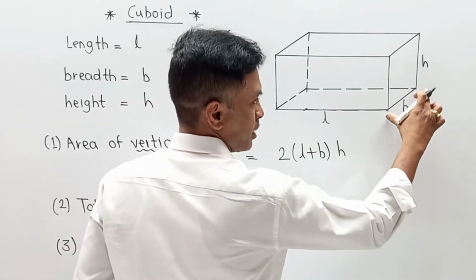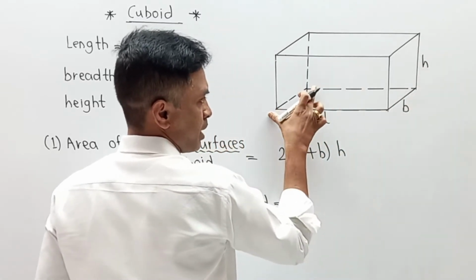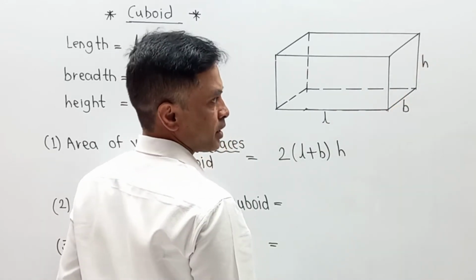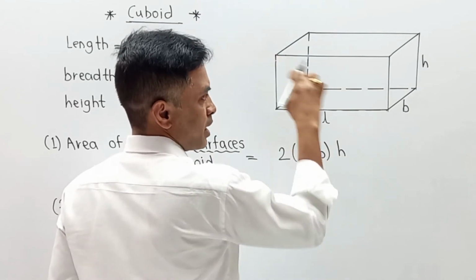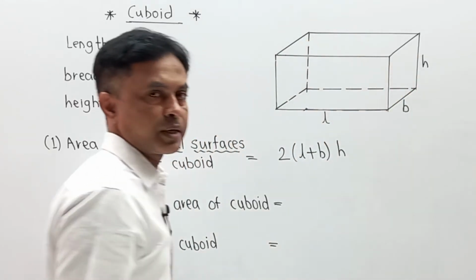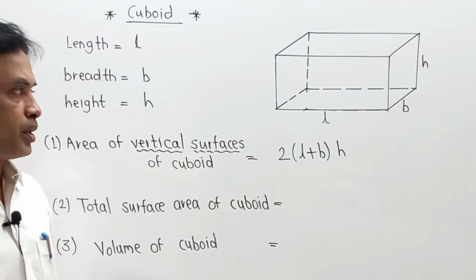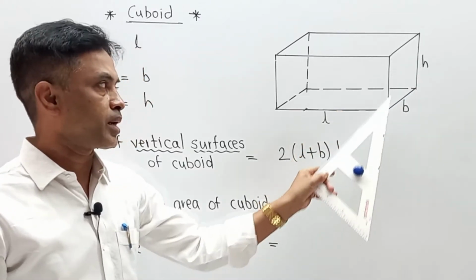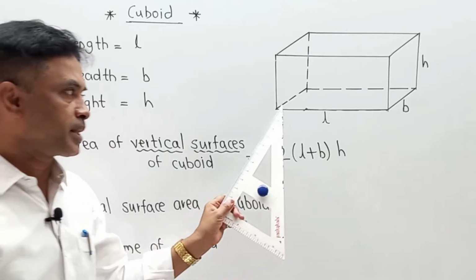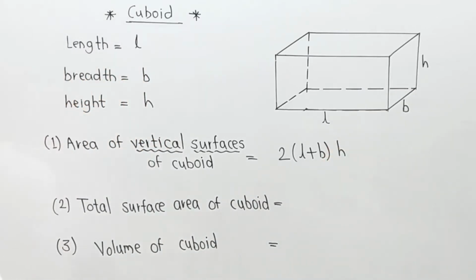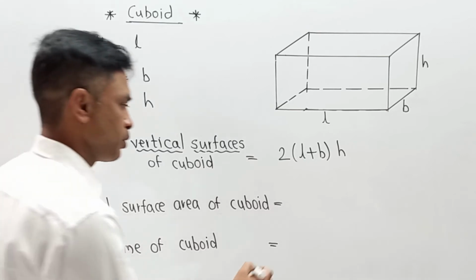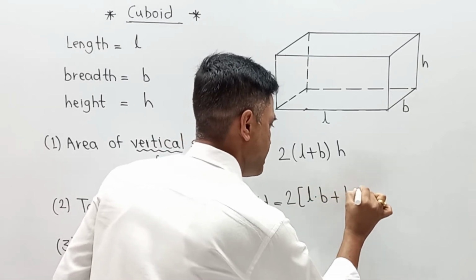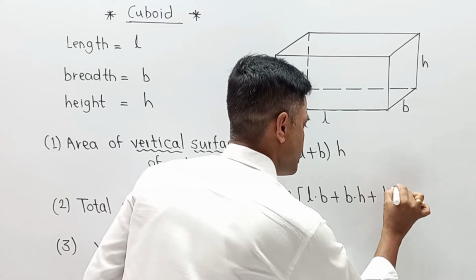Next, breadth into height at one face and breadth into height of the second face means 2 B into H. And third, length into height and length into height of the third pair. Naturally, it became 2 times length into breadth plus 2 times breadth into height plus 2 times height into length. So we are keeping this sequence of L, B, H in proper manner and we are going to write 2 into bracket L into B plus B into H plus H into L.